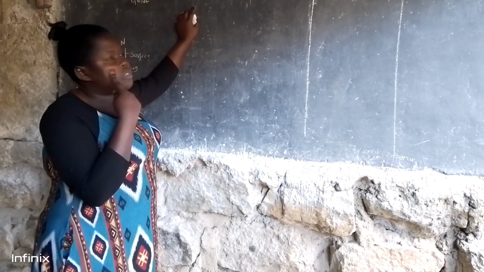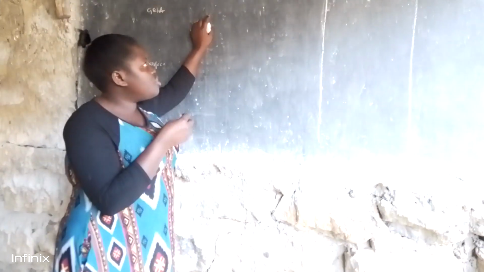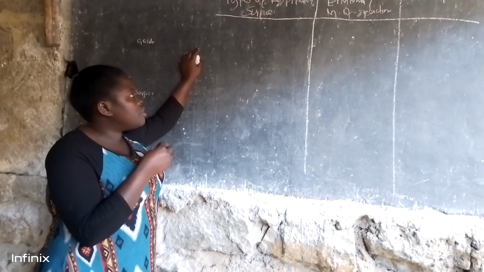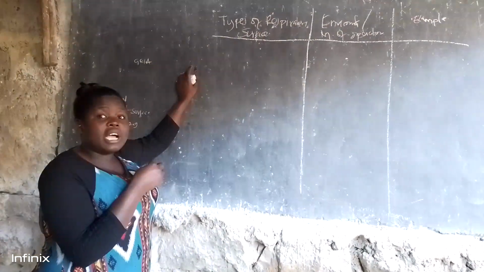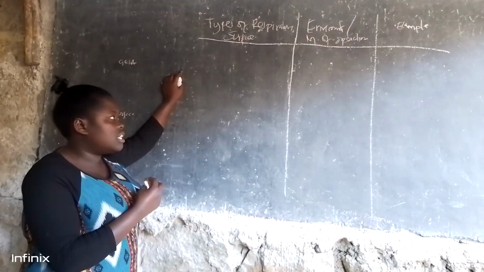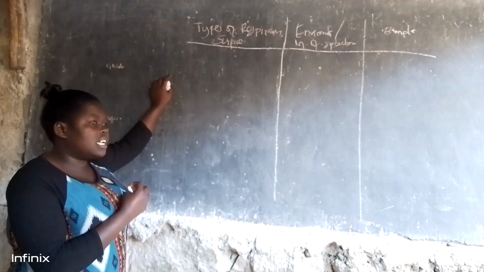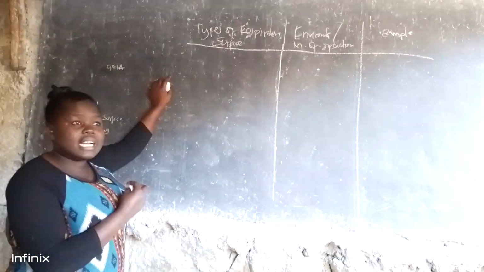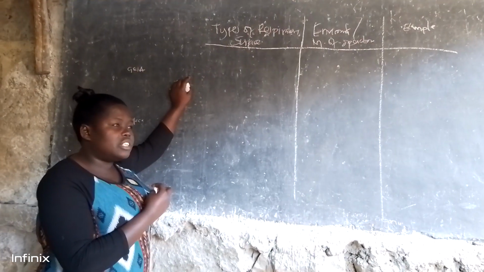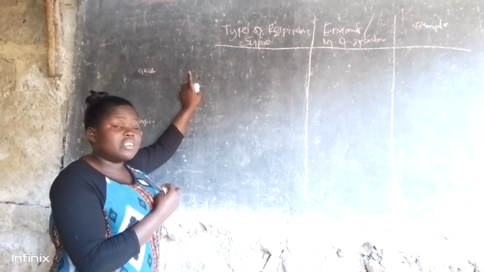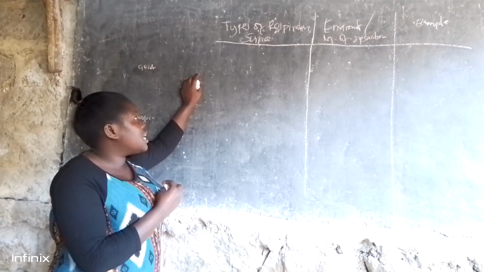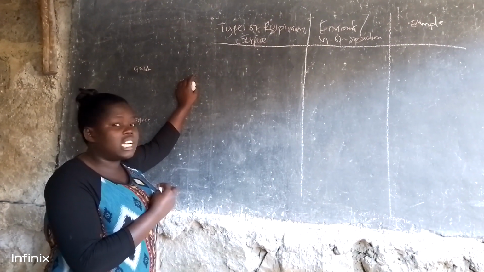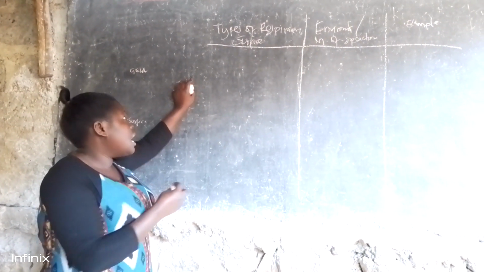Today I'm going to take you through gaseous exchange. Last time we talked about gaseous exchange in plants, and today I want us to talk about gaseous exchange in animals. Gaseous exchange is just the exchange of gases, that is CO2 and oxygen, through respiratory surfaces. We want to discuss the respiratory surfaces in animals.